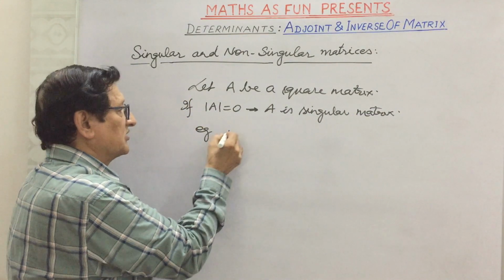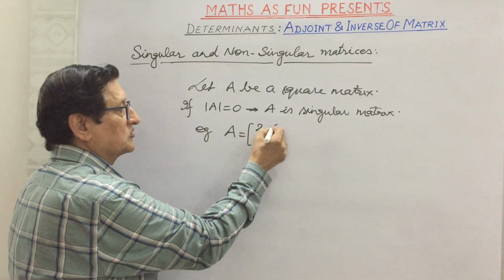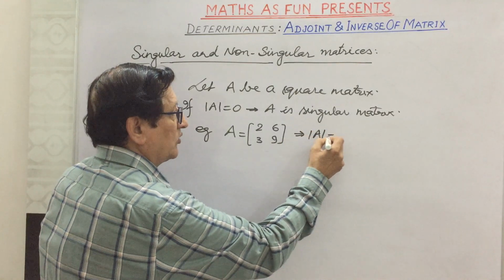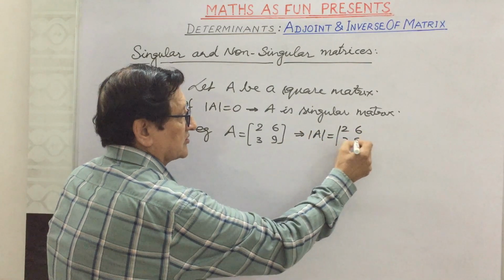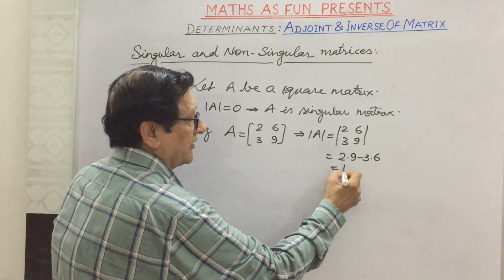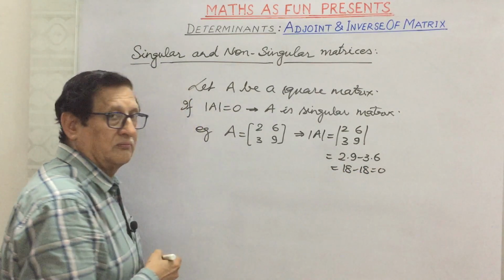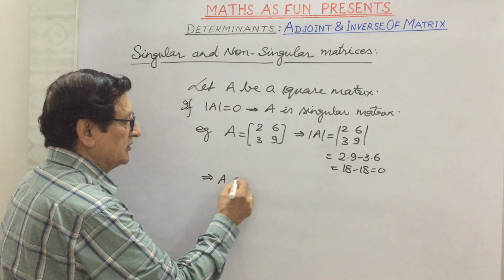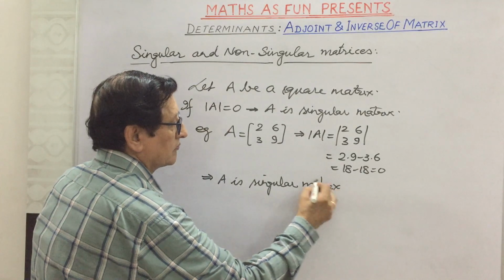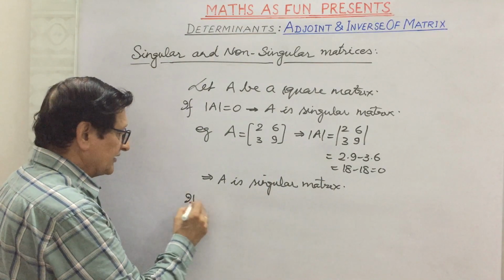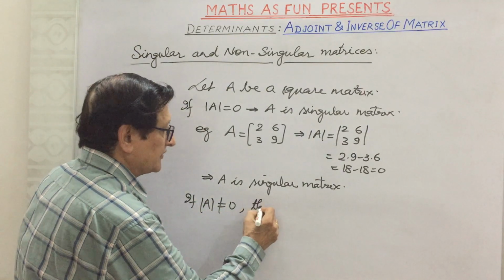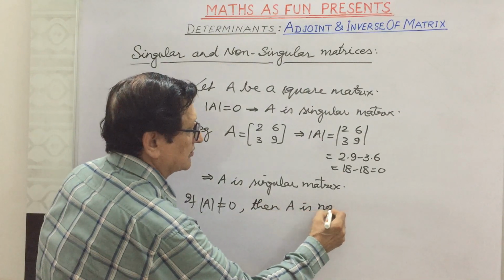For example, suppose we have a matrix A that is 2 6 3 9, then determinant A is equal to 2 into 9 minus 3 into 6, 18 minus 18 is equal to 0. It means A is singular matrix. Now if we find that determinant A is not equal to 0, then we say that A is non-singular matrix.